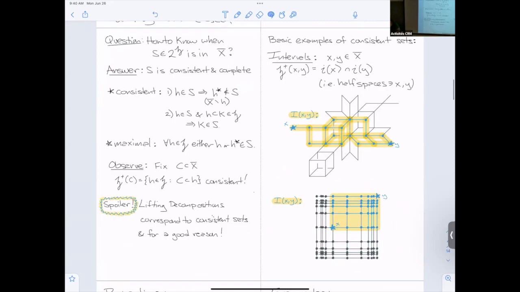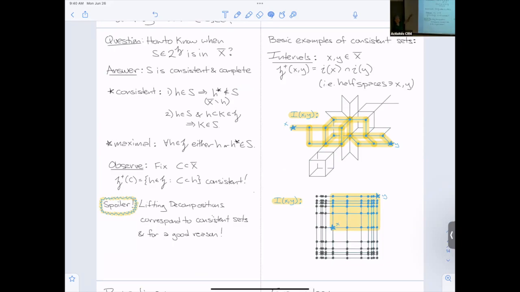Okay, so question, how do we know when a set, namely an element of the power set 2 to the h, is actually in the compactification? So the answer to that is that this set of half spaces should be consistent and complete, or maximal. I changed it from complete to maximal. So what does it mean consistent?